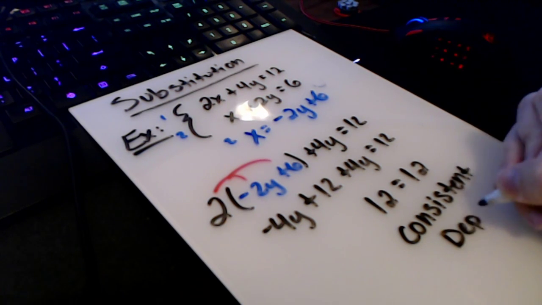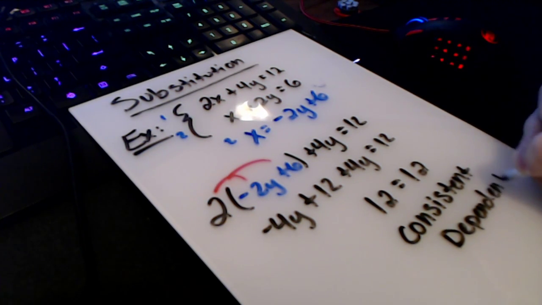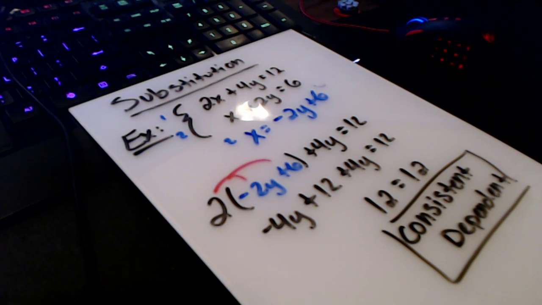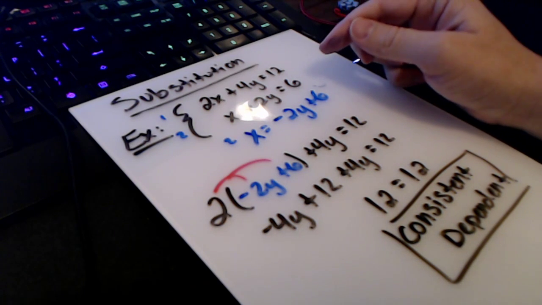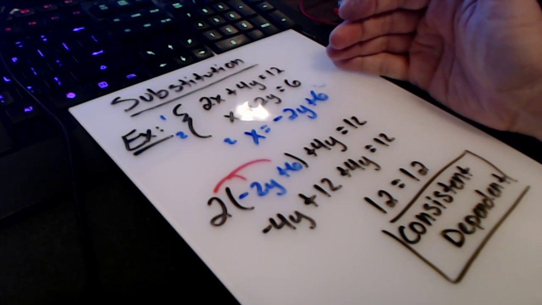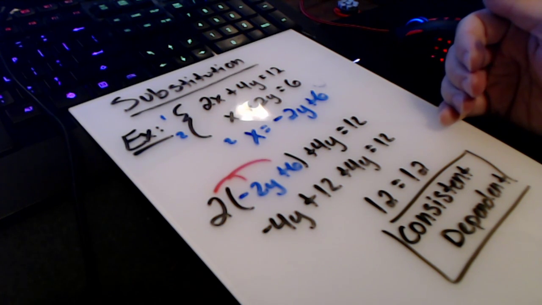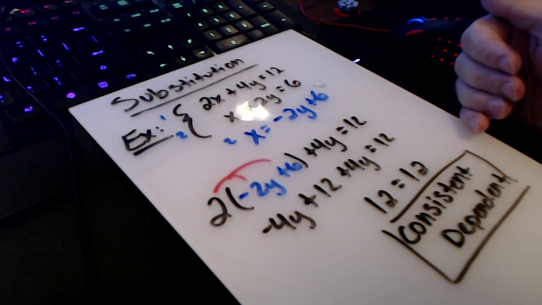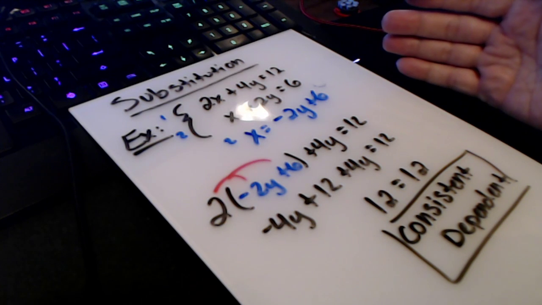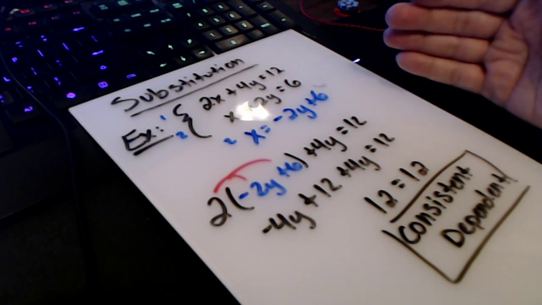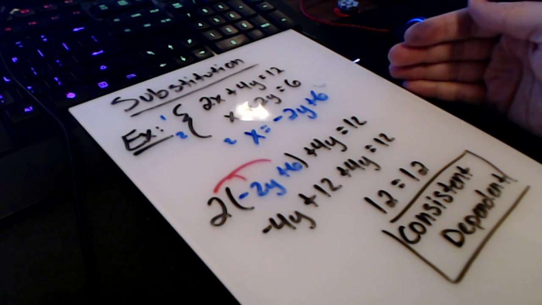dependent as our solution. And really, again, if you go back and you substitute, or if you solve these each for y and you graph them, you would see that they're the same line, and then you'd be fine. Now, that's pretty much it for substitution. It doesn't really get any more intricate than that.